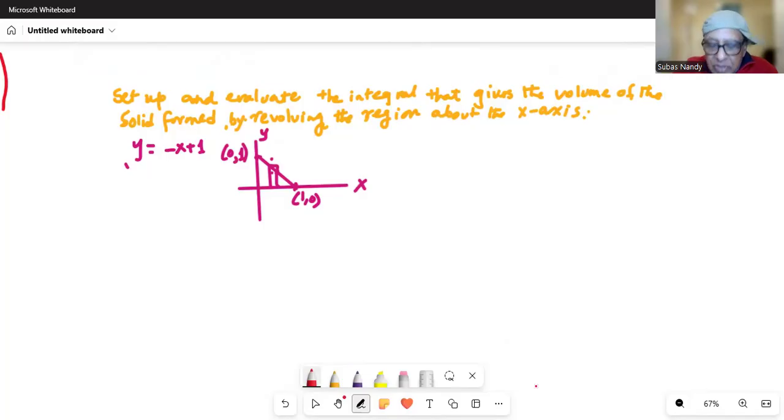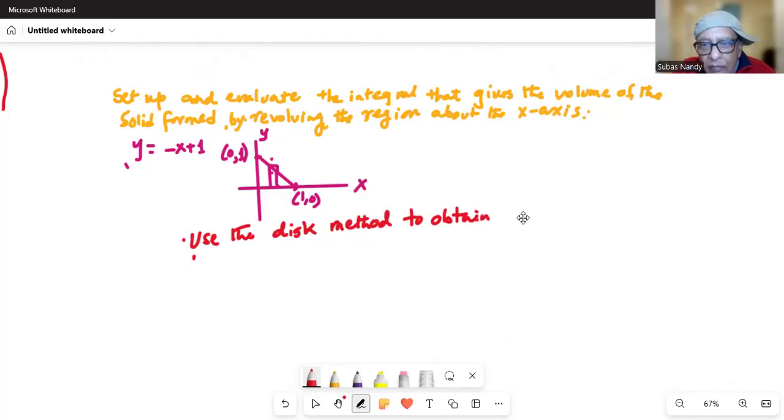So we are going to use the disk method. So let's write it. Use the disk method to obtain the volume of the region.